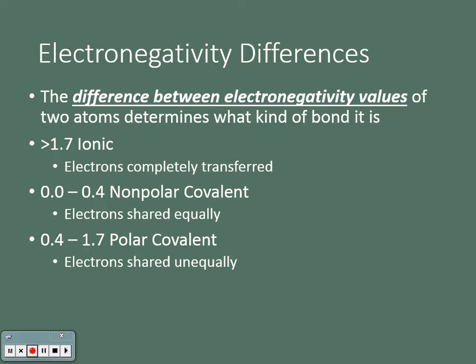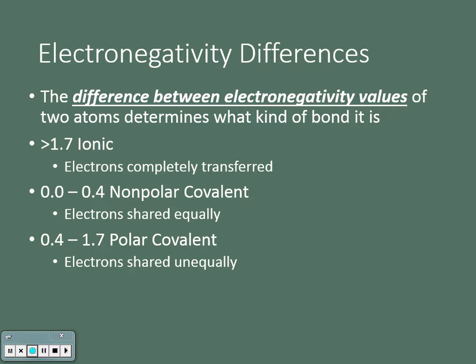The next category, if the difference is between 0 and 0.4. Now remember, this is the difference between them. If the difference in electronegativity is small, what is that saying about those two atoms? No, not necessarily. What does electronegativity measure? What did we say it tells you? How desperate atoms are to gain electrons, right?